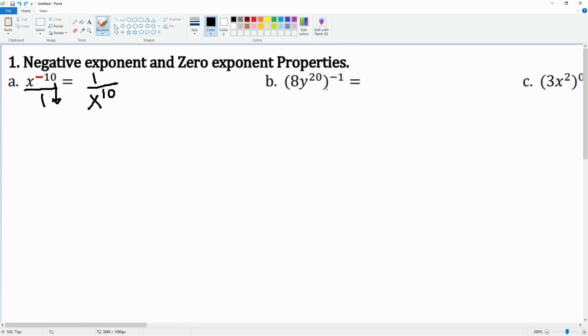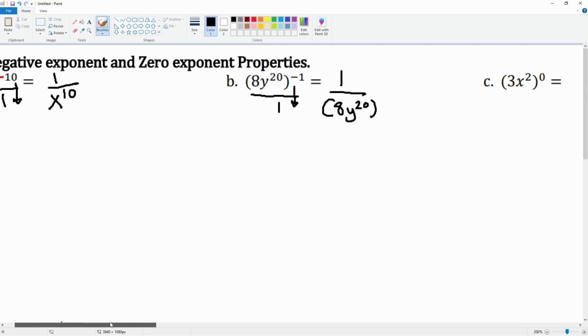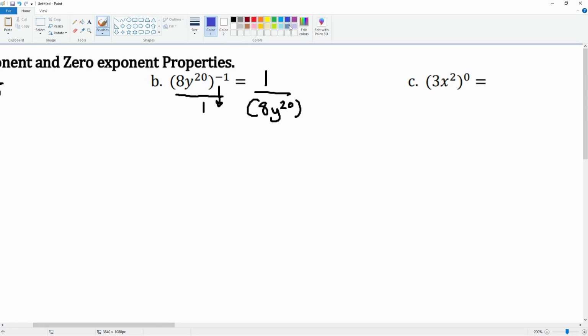Next, this is the same thing here. This is really over 1 and we have to move it down because we're not allowed to have a negative exponent. So it is 1 over parentheses 8y to the 20th. Okay? Because everything else was on top and it comes down. The exponent is really 1 here, but we don't really write the exponent of 1.